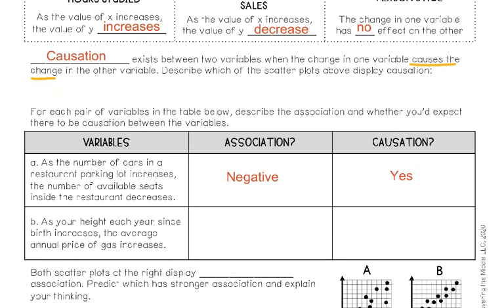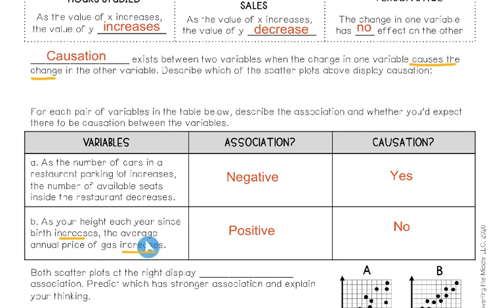The next relationship is between your height and the price of gas. It says as your height each year since birth increases, the average annual price of gas increases. What type of association is this? There's a positive association between your height and price of gas because as one increases, so does the other. But does that mean that your height caused the price of gas to increase? No. That's because this is another example of how association doesn't always mean causation.